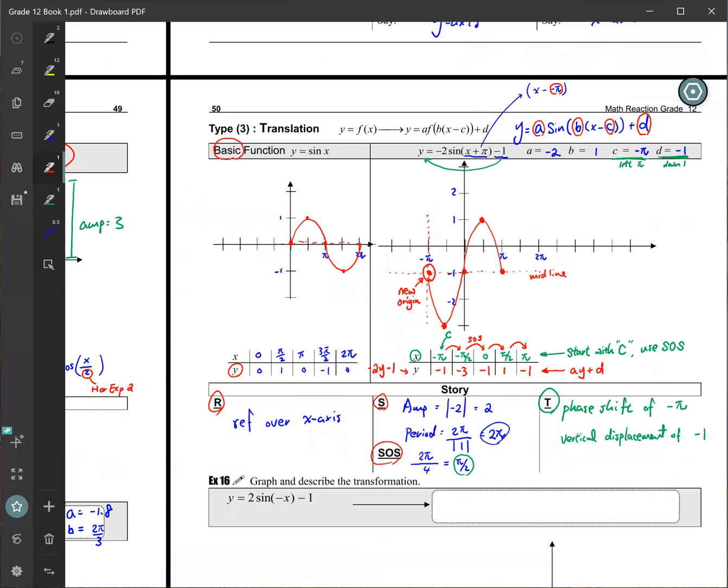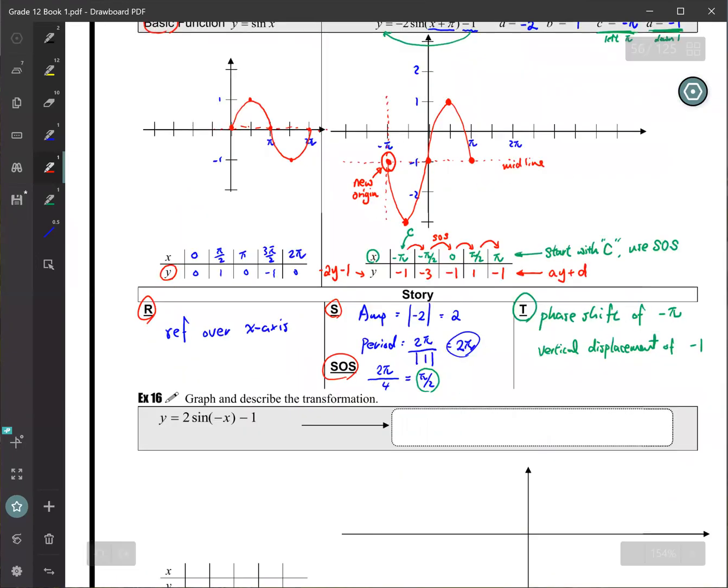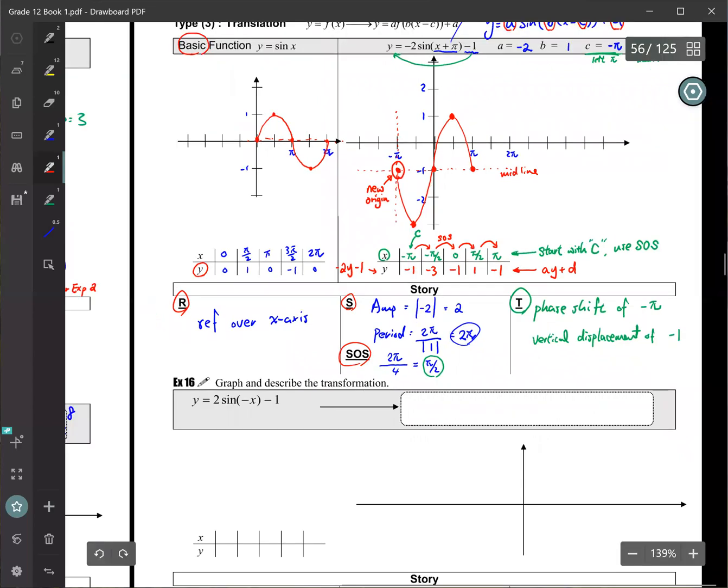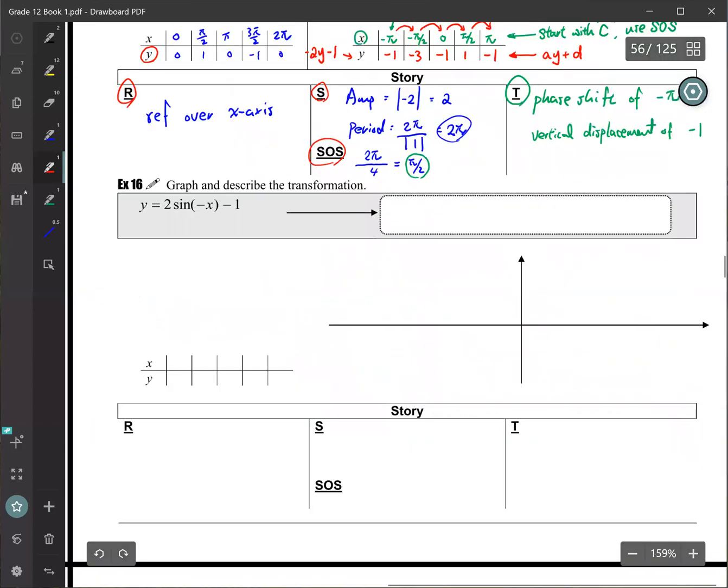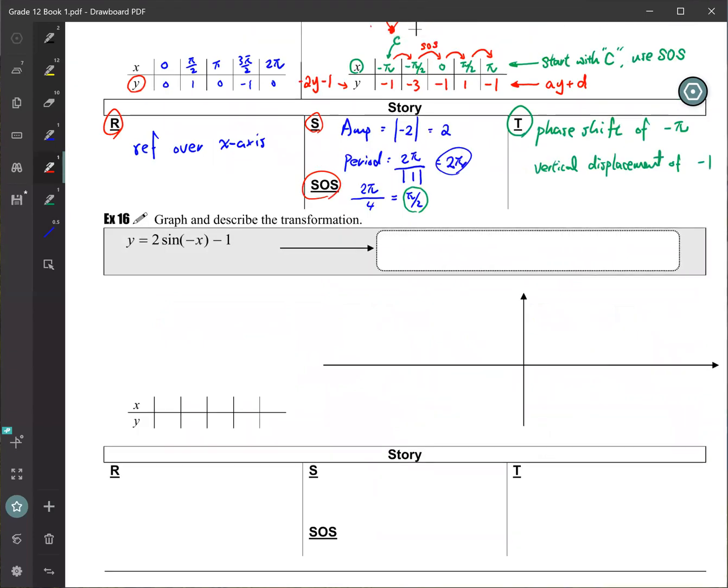So I would like you to try question 16 now, this time all by yourself. Start by writing out ABCD. Your step 1 is to write out ABCD here. After you do that, you go to the story. After you get all the story, fill out the table, and finally you draw the graph.